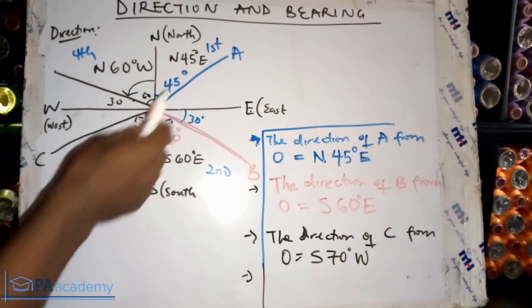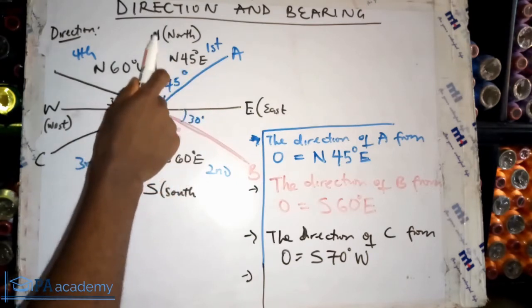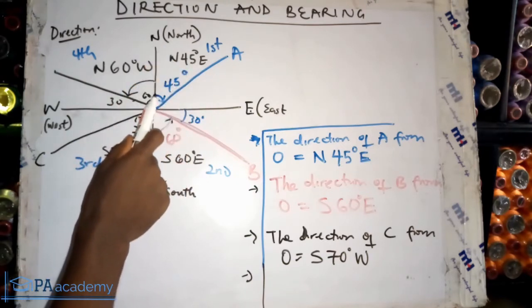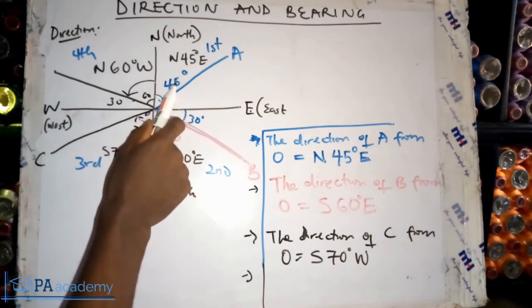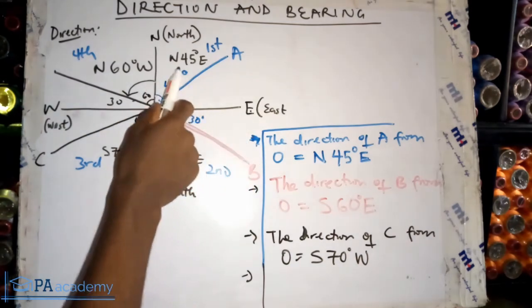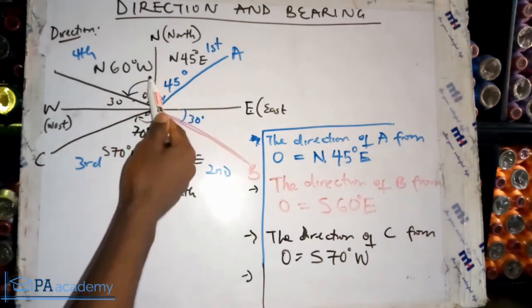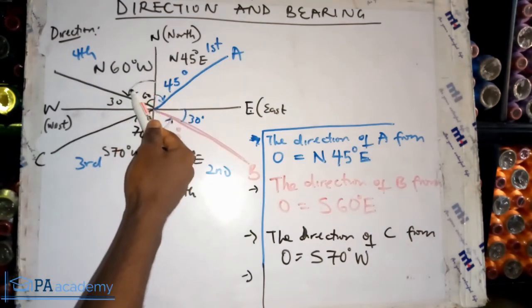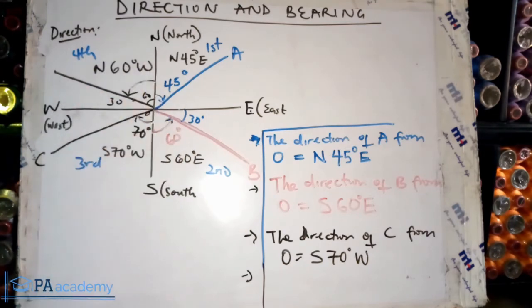So the same thing applies to the north. If it's on the first quadrant, it will be north, then the angle coming from the north pole, then east, like this one, north 45 degrees east. Then for the fourth quadrant, it will be north, the angle coming from the north, then west. So that's north 60 degrees west. So that is it for direction. The next one you are going to be looking at is that of bearing.